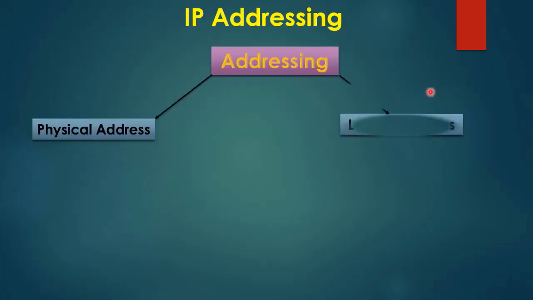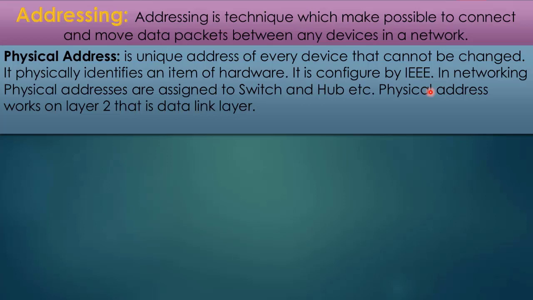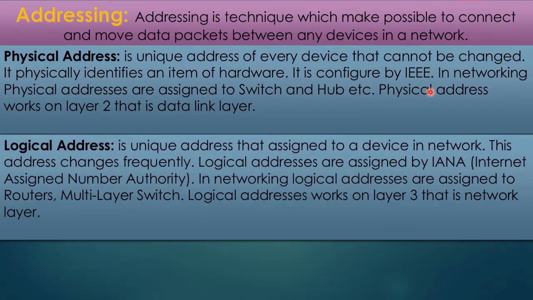The second type of addressing is logical address. Logical address is a unique address that is assigned to a device in a network. This address changes frequently. Logical addresses are assigned by IANA. IANA stands for Internet Assigned Number Authority. In networking, logical addresses are assigned to routers and multi-layer switches. Logical addresses work on layer 3, which is called the network layer.